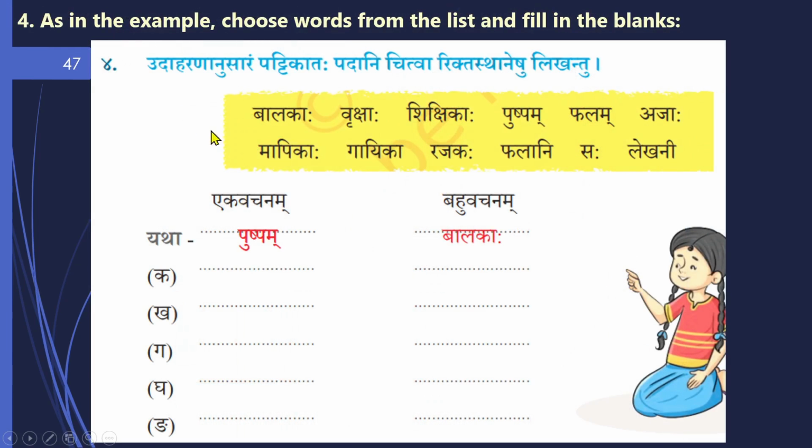Next one. Udaharananusaram pattikataha padani chitva riktasthaneshu likhantu. As in the example, choose words from the list and fill in the blanks. So what have they given? They have given ekavachanam, singular, and bahuvachanam, plural. So we have to find out which of these are ekavachanam, bahuvachanam, and fill in the blanks. They have given example pushpam and balakaha. So we strike off the pushpam and we strike off the balakaha. So we have the remaining words to fill.